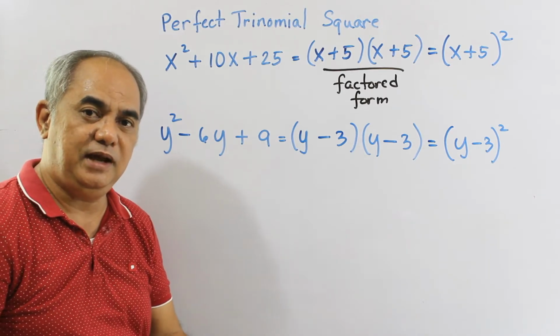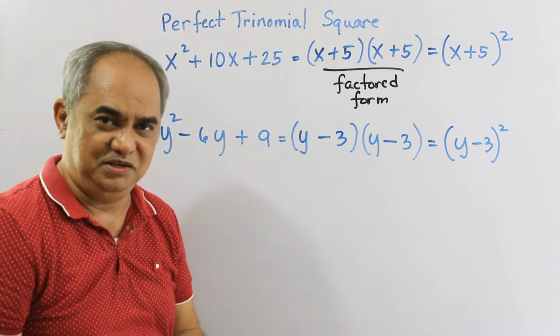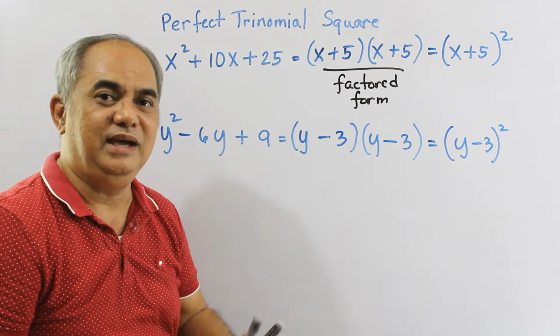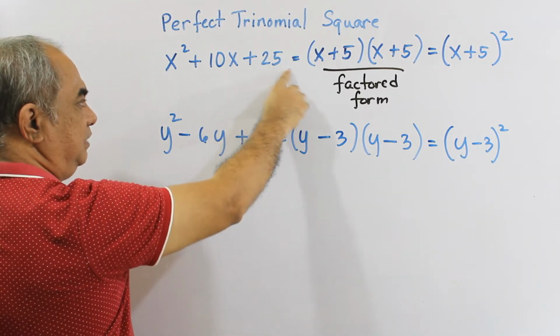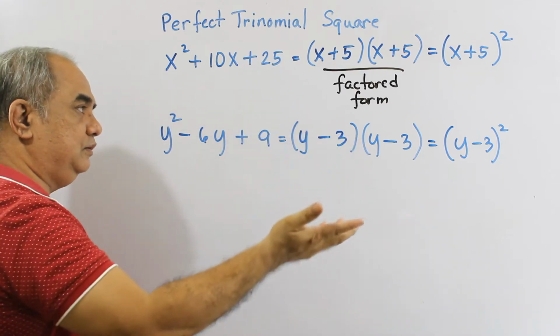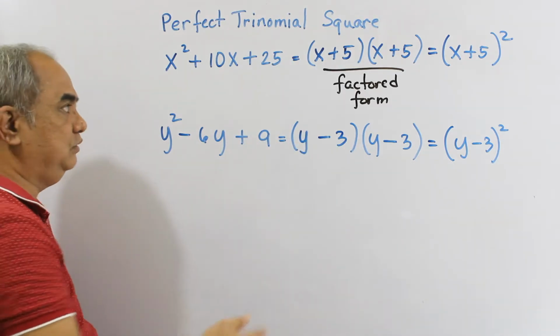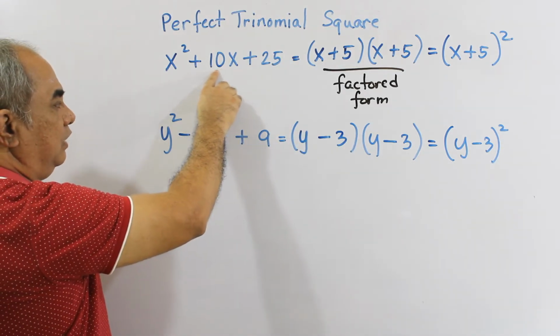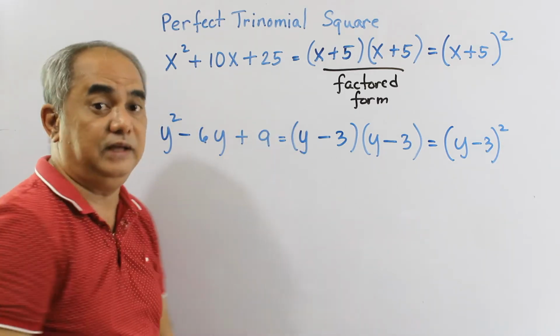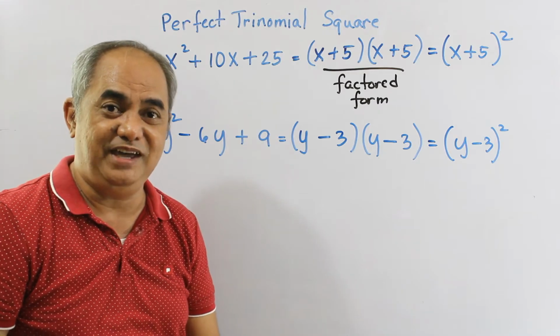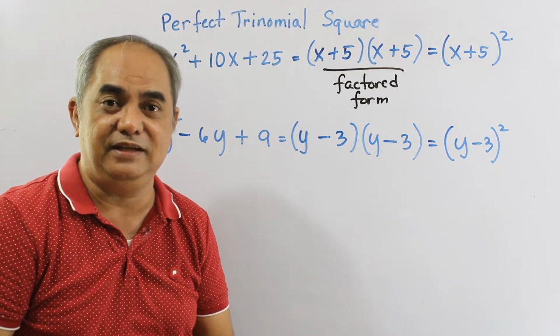Will it always be like that? The answer is yes. It will always be like that. Meaning to say, if this last term is a big number, difficult to find the square root of, all you have to do as a substitute is divide the numerical coefficient of the middle term by 2, and that is already the square root of the last term. I hope I've made myself very clear there.